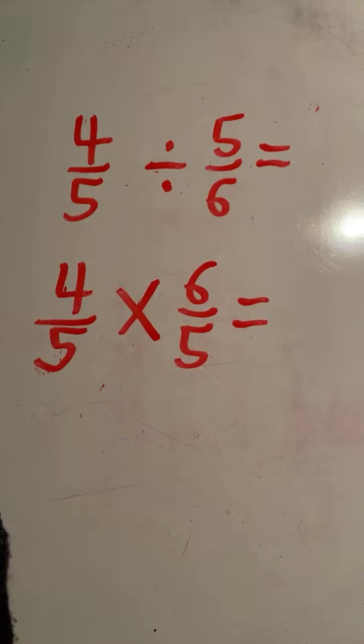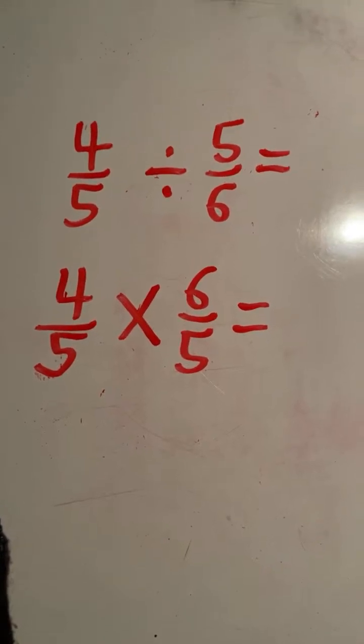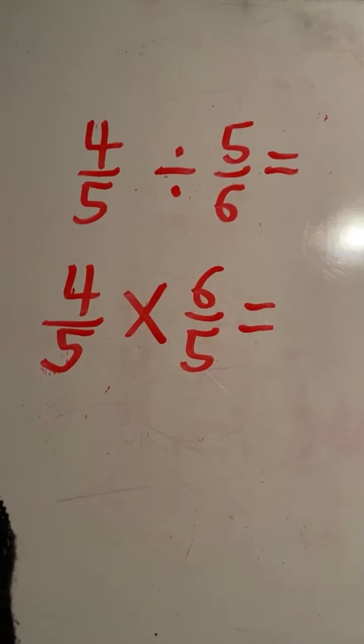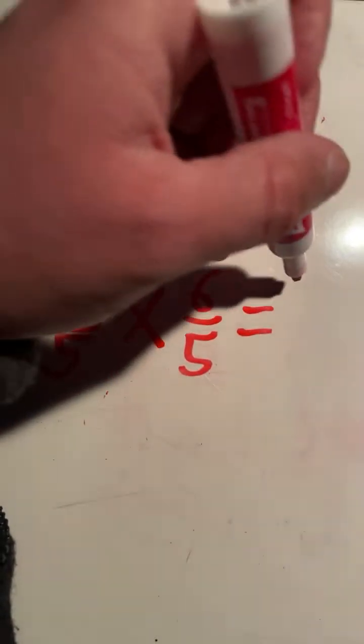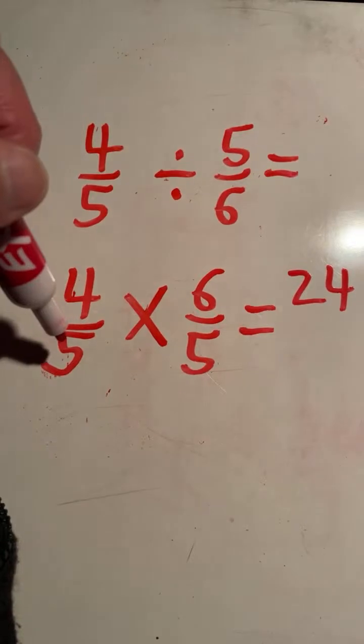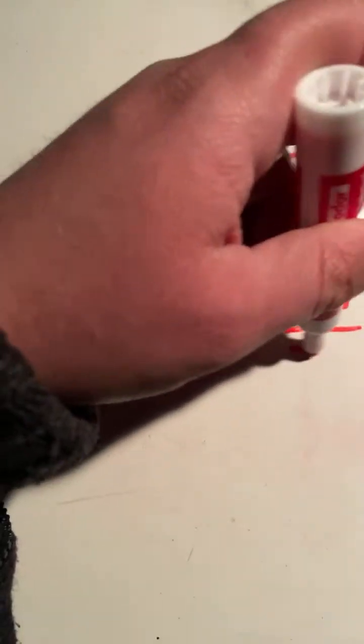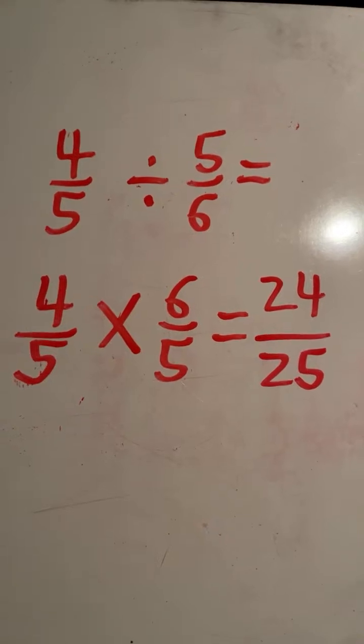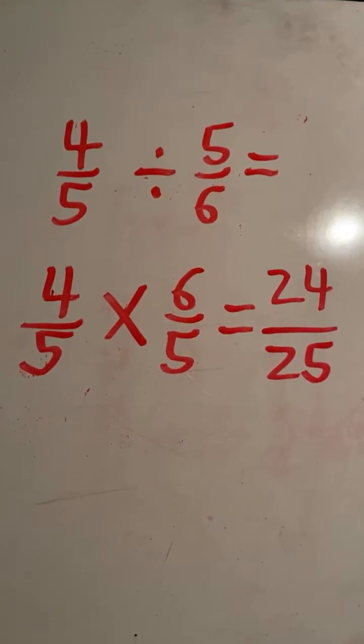And now, we multiply. Somebody said 24/25. Let's see if they're right. Let's see if the person in the chat is right. 4 times 6 equals 24. 5 times 5 equals 25. The person in the chat is correct. 24/25 is the answer.